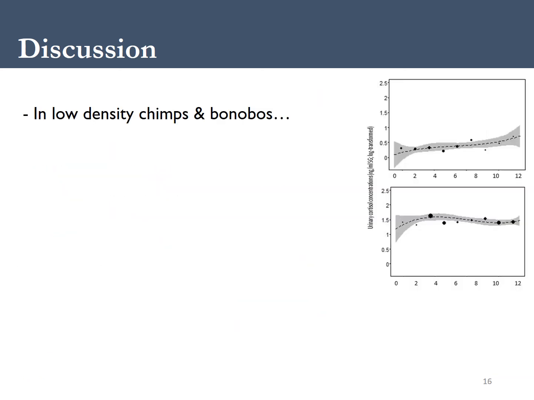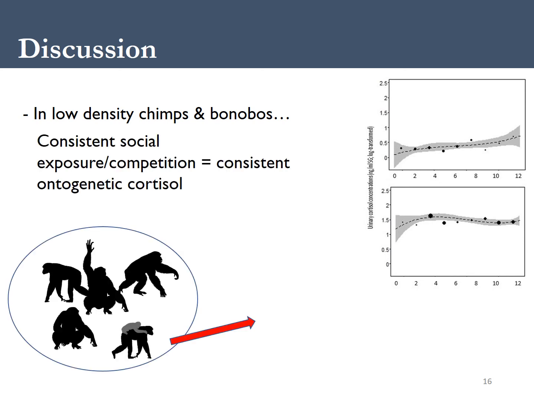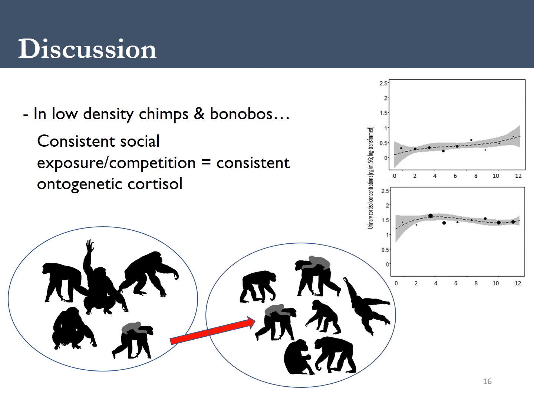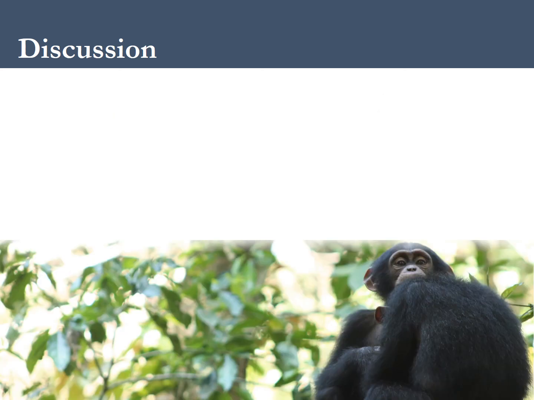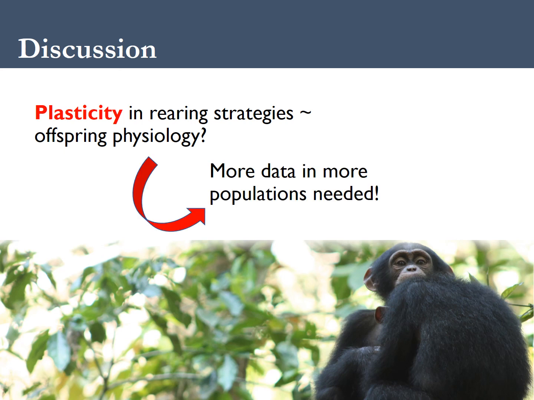In comparison, in bonobos, or our low-density chimpanzee population, maternal gregariousness is consistent regardless of offspring age, meaning a consistent social exposure and stress level for their offspring. These results imply plasticity in rearing strategies might have quite profound effects on developmental physiology, but we clearly need more data on maternal strategies to make a direct link to cortisol levels in their offspring.